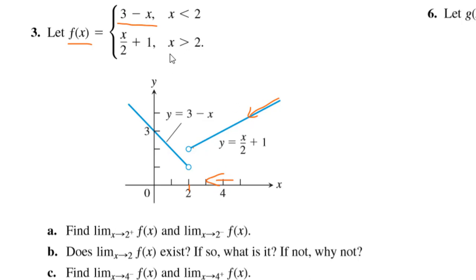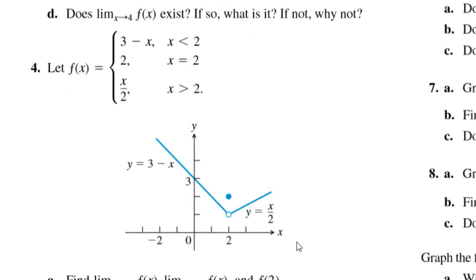If x tends to 2 from the right side, it will be the second case. Plug in 2 here. 2 over 2 is 1. That's correct. 1 plus 1 is 2. So this point must be 2. And limit x tends to 2 from the left side. From the left side, the function tends to this point. And if it tends to 2 from the left side, the graph says we have to use this first formula. 3 minus 2 is 1. And this point is also 1. So we are done with the first one. You have to solve other exercises in this form.